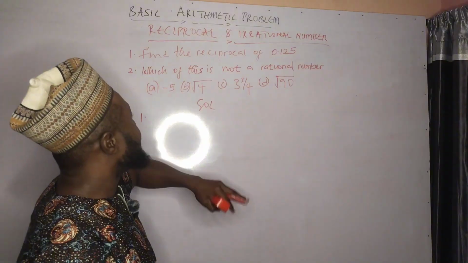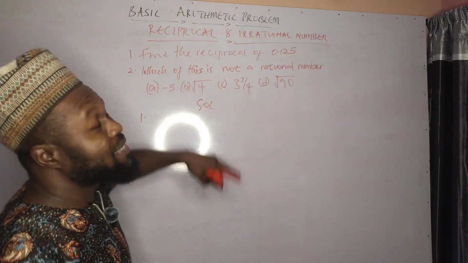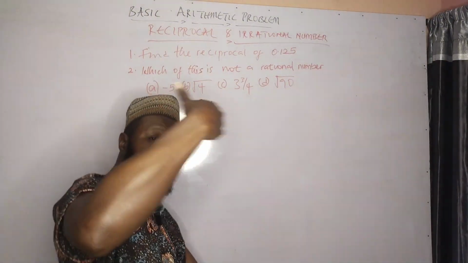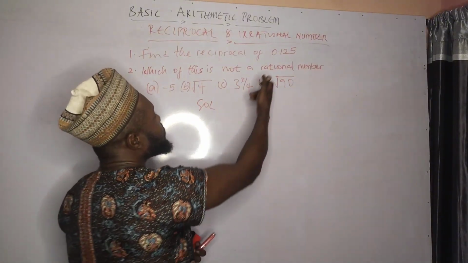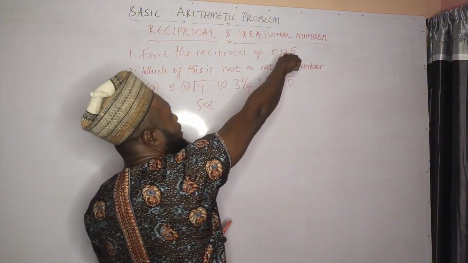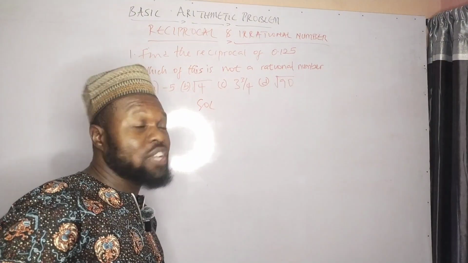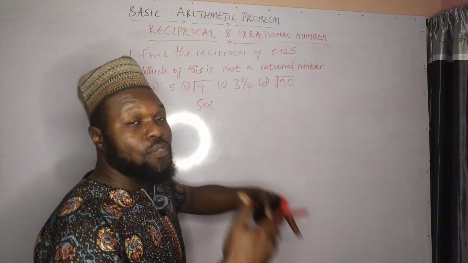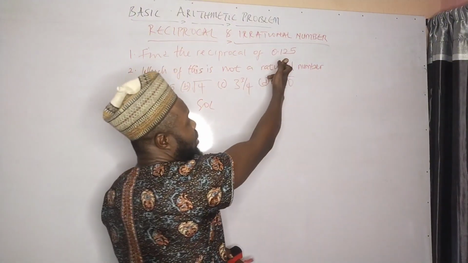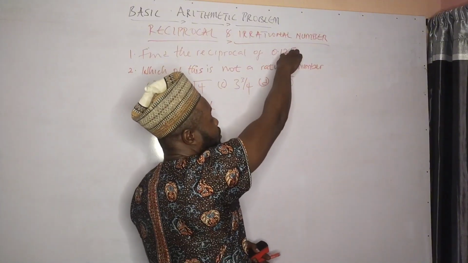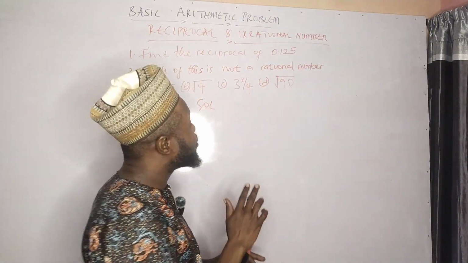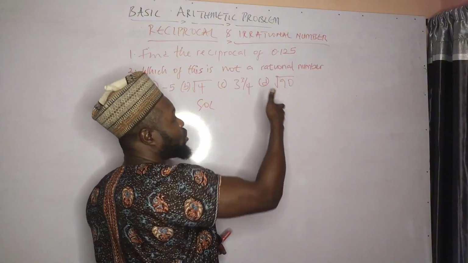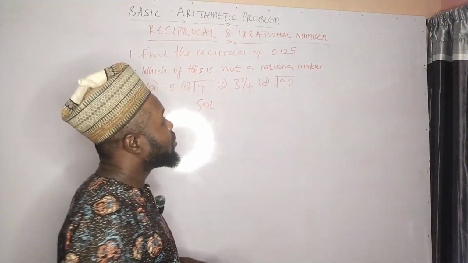Now, when you are asked in math to find the reciprocal of a particular number, they are only telling you to find the inverse, that you should turn the number upside down. Now, the number you are asked to find the reciprocal of is not even in the form of a fraction. Before you can find the reciprocal of a number, the number must be in the form of a fraction. However, you can easily change this to a fraction by yourself. They are just trying to test your brain. It is not in fraction, but you can convert it to a fraction by yourself.